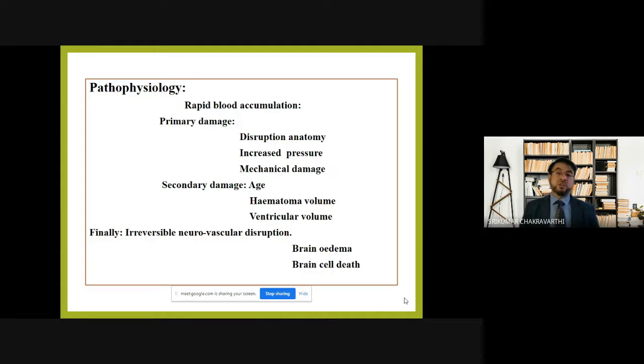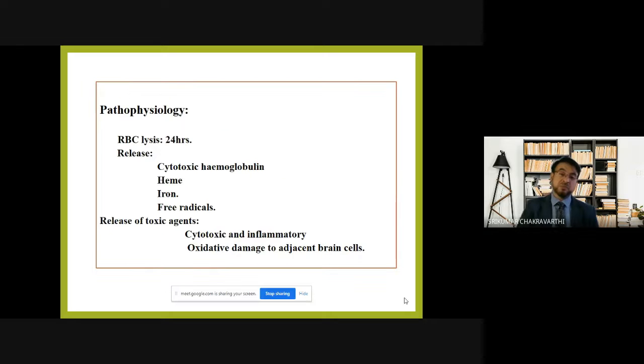So when the blood accumulates, it damages the entire brain structure, the architecture, due to increased pressure and mechanical damage. If the person recovers, the hematoma may increase in size, or the ventricle may be compressed, and that can cause an irreversible neurovascular disruption. Bleeding occurs in the brain, but the brain tissue does not have blood for nourishment, as I said earlier, and that can cause brain edema and necrosis. And necrosis is permanent, it is not reversible.